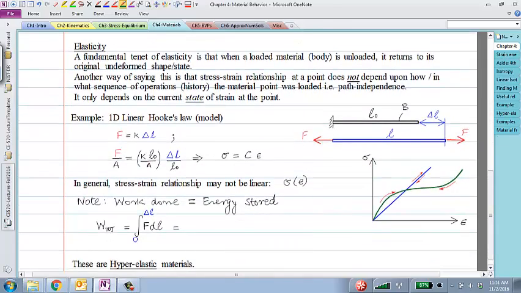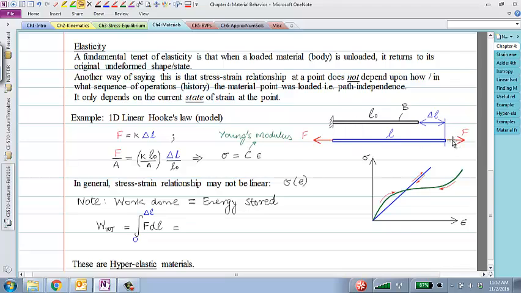Young's modulus. You might be used to denoting Young's modulus as E, but just to be consistent with the book, we are going to be defining Young's modulus as this capital C. So stress is equal to Young's modulus times strain.